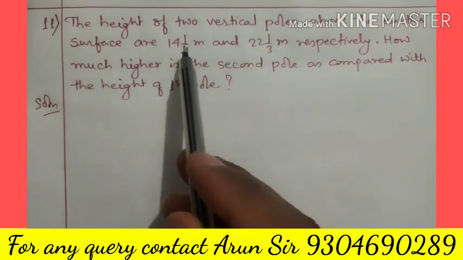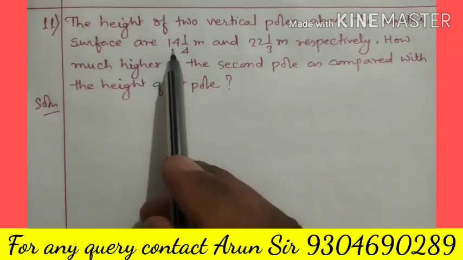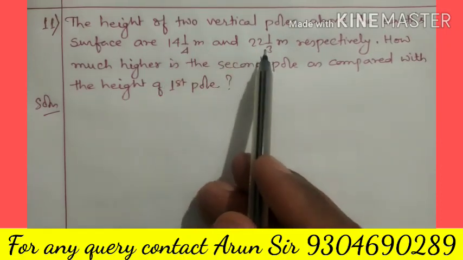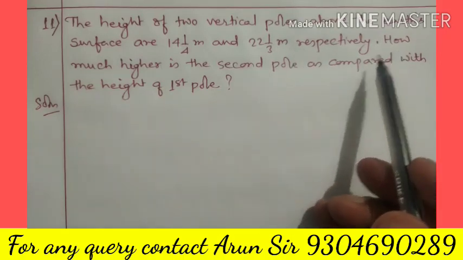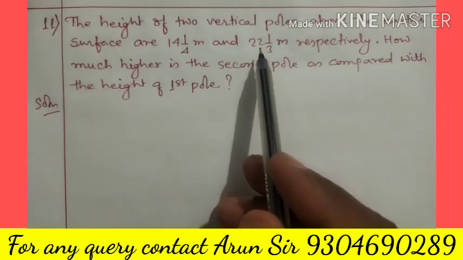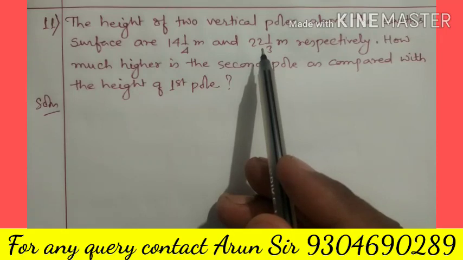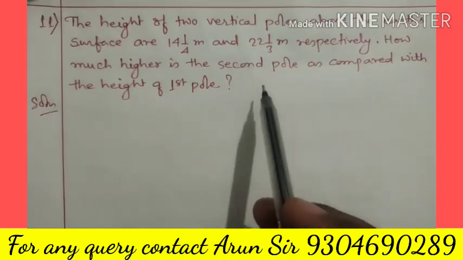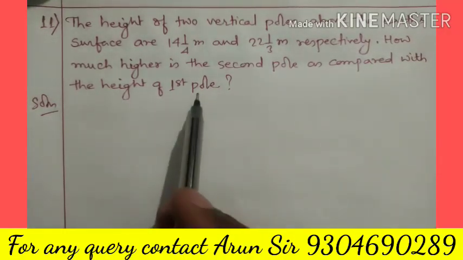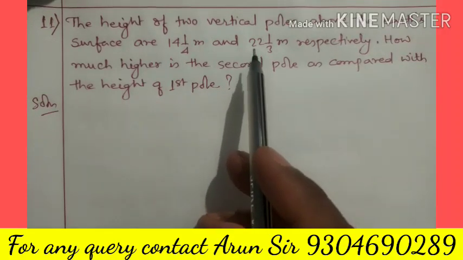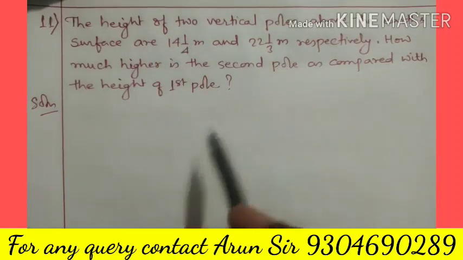Here in the values we can see that the first pole is smaller than the second pole. The question is saying how much higher is the second pole. As we can see the value of the second pole, it is higher. So how much higher is the second pole as compared with the height of the first pole? It means the question is asking what is the difference between these two poles.